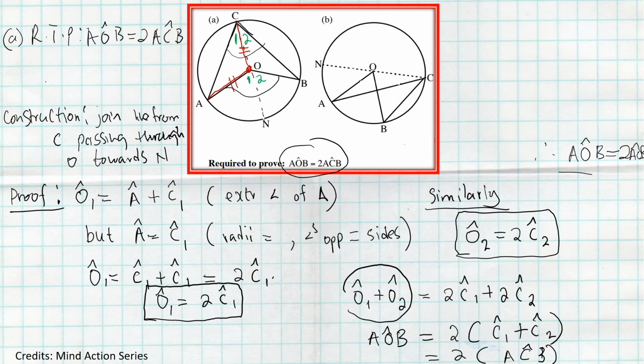Just a quick recap for this. You first do a construction, check if you have an exterior angle. We know that the exterior angle of a triangle is equal to the sum of the two opposite interior angles, right? Then you can prove that this angle is 2 times angle C1. Similarly, if I do the same on this side, I'll get that angle O2 is the same as 2 angle C2, right? Then we can just add those angles and finally deduce that indeed the angle at the center is 2 times the angle at the circumference.